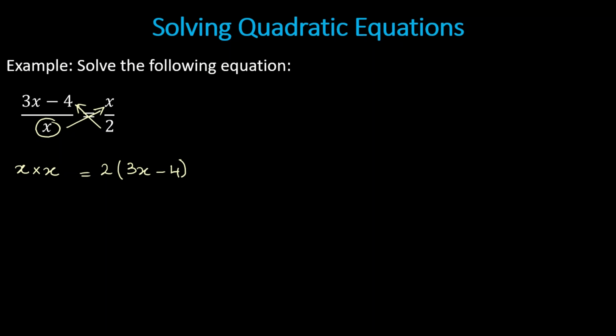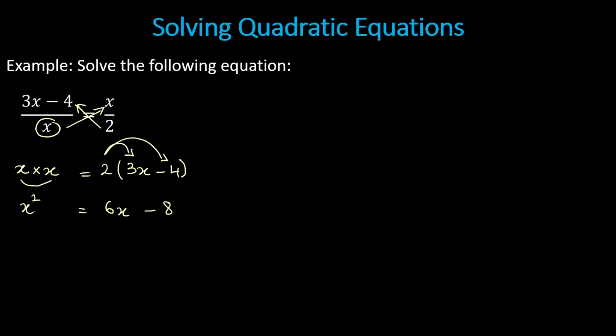And we have to simplify now. X times x is x squared equals, on the right hand side we have to expand. 2 times 3x is 6x. 2 times negative 4 is negative 8. Now simply we have to make the right hand side become 0. Right? Here we can't use the second method because we have x on the right hand side.